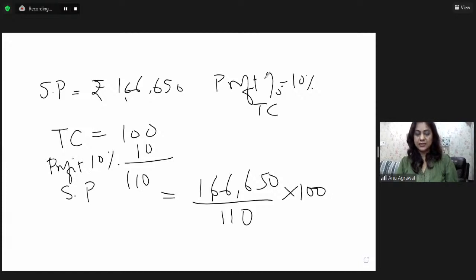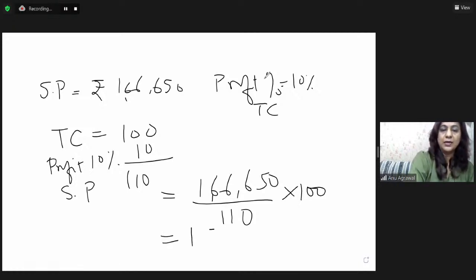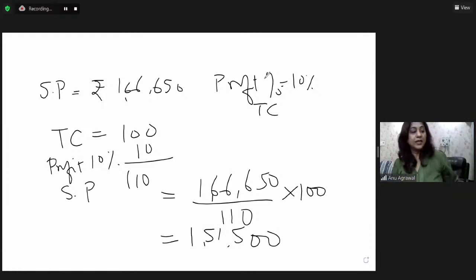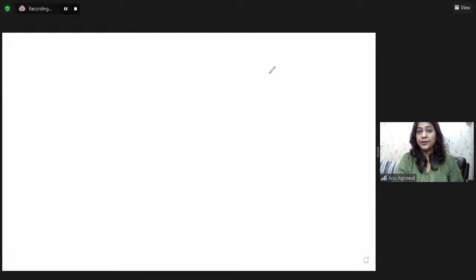So it is 166,650 divided by 110 into 100. So I get 151,500. And that's exactly what they did, Shivani. Yes? Am I clear? So this was the mathematical part, which we were finding difficult to solve.